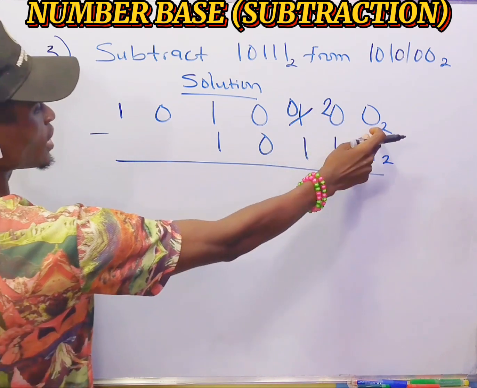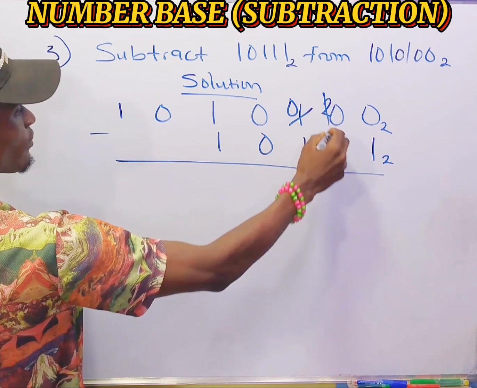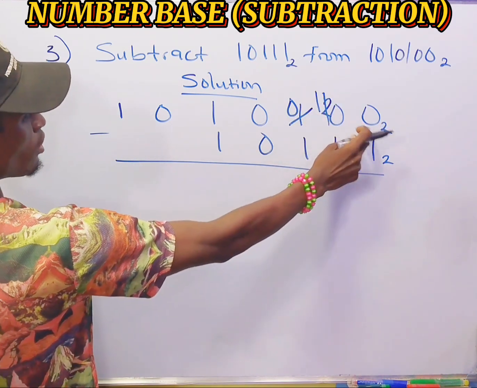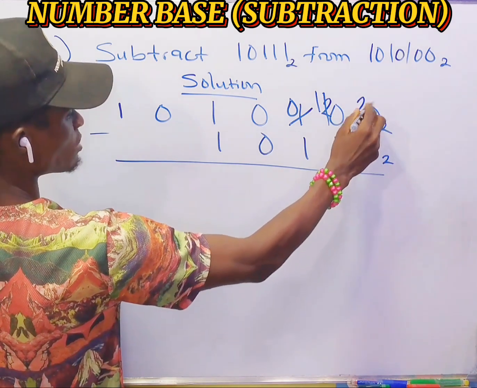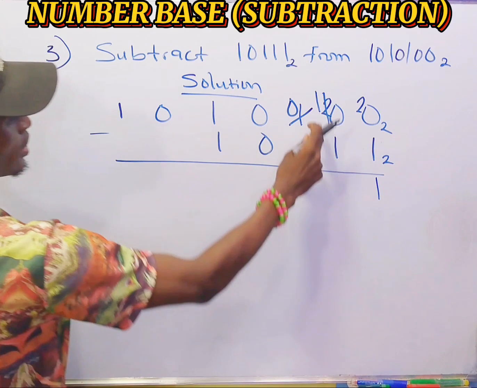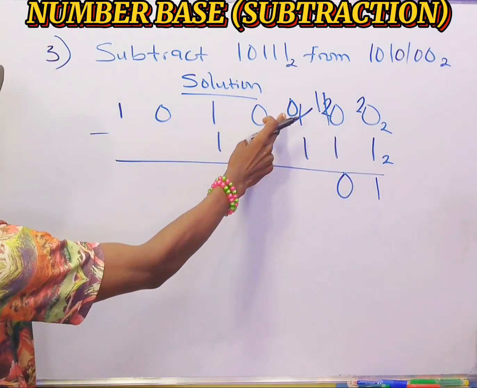Now, we also need 1 in 0. So we still take away 1 from 2. So 2 becomes 1. The 1 we're taking away from 2 is in the form of 2 since it's in base 2. So this becomes 2. Now, 2 minus 1 is 1. 1 minus 1 is 0. Here we are left with 0.